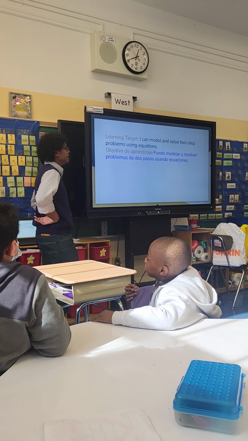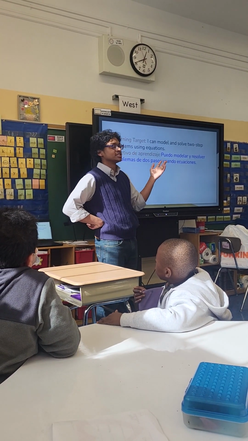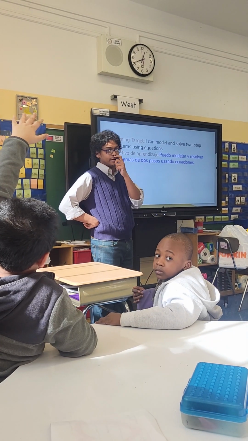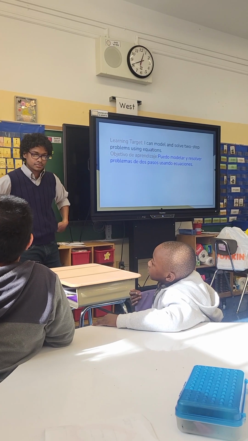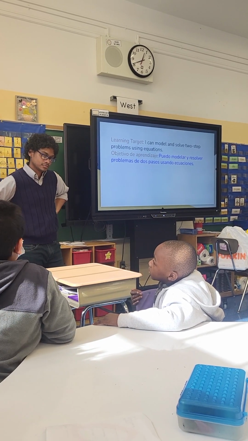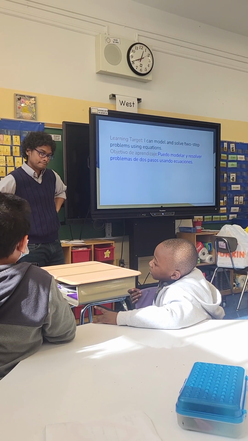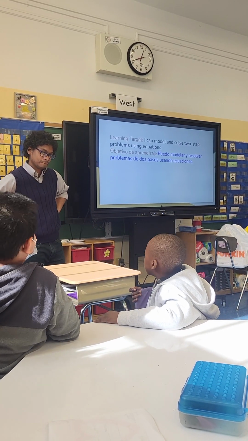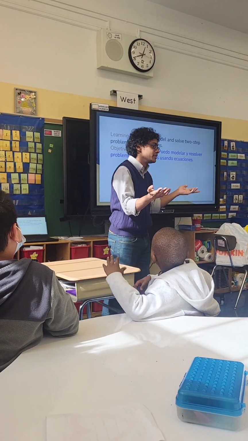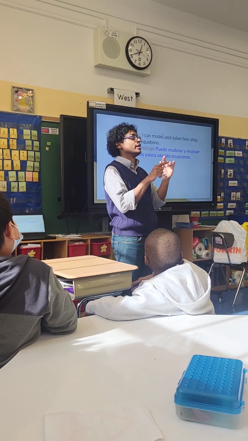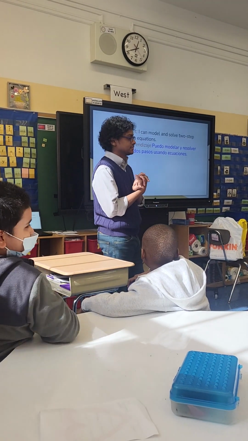Right? So, what does it mean to model and solve two-step problems? What do you think a two-step problem is? Jacob. I think that a two-step problem is that we have to do more than one number in the equation. Okay, more than one number in the equation, definitely. There's always going to be more than one number in the equation. Jasmine, what do you think a two-step problem is?